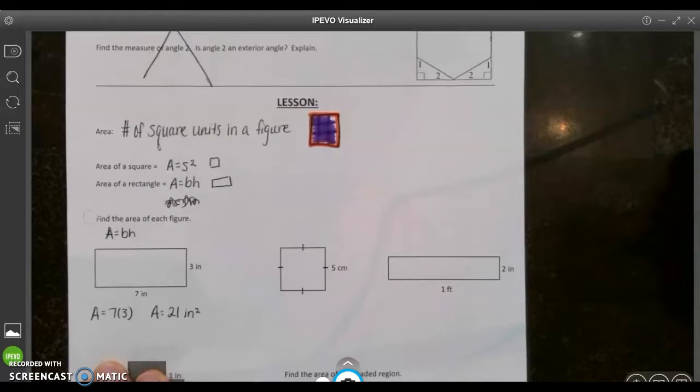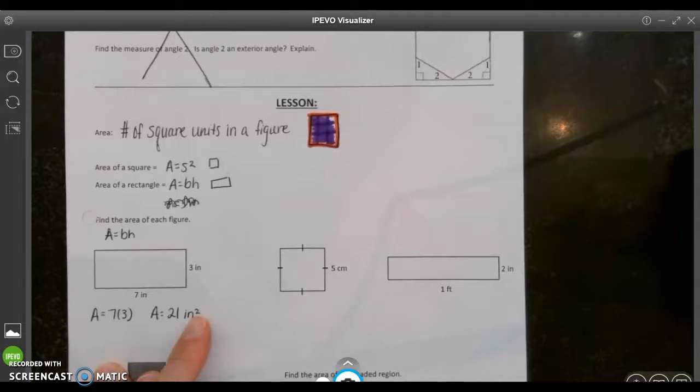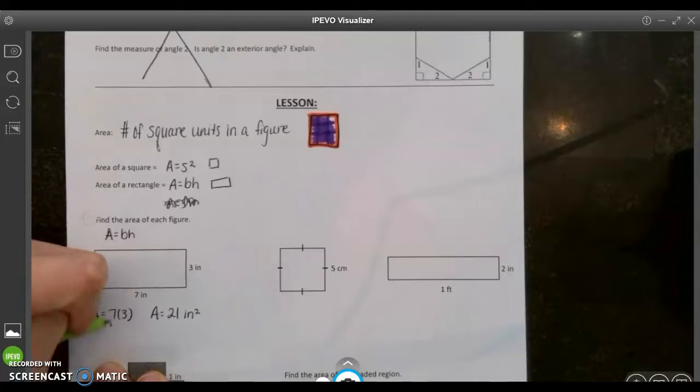So when we did perimeter yesterday, there was no squared on our label. Whenever we do area, we square our label because really what we're doing here is we're taking 7 inches times 3 inches, and inches times inches is inches squared.